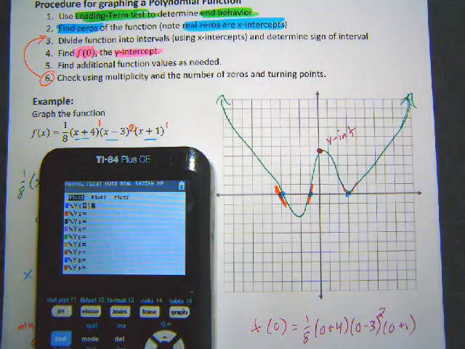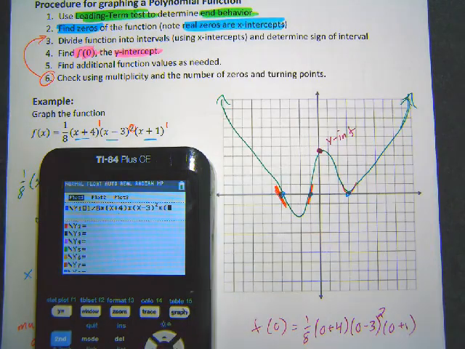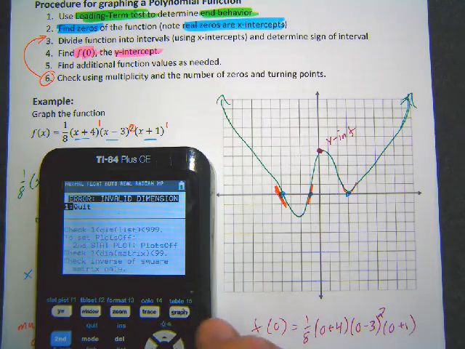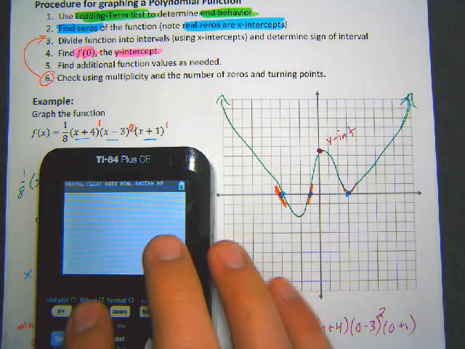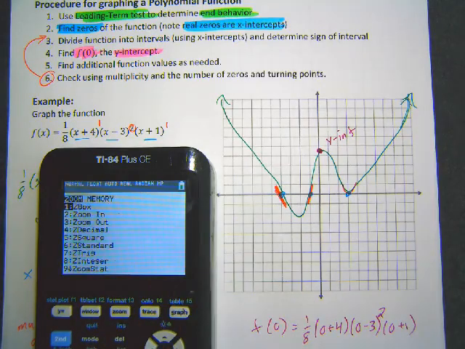I'm going to just type 1 divided by 8 times parentheses x plus 4, parentheses, times parentheses x minus 3, times, oh, don't forget to square that one, and then times parentheses x plus 1. And then I graph it. Oops, my dimensions are messed up. Window, okay, zoom, we're going to do zoom 6. I was using this for stats class last time.